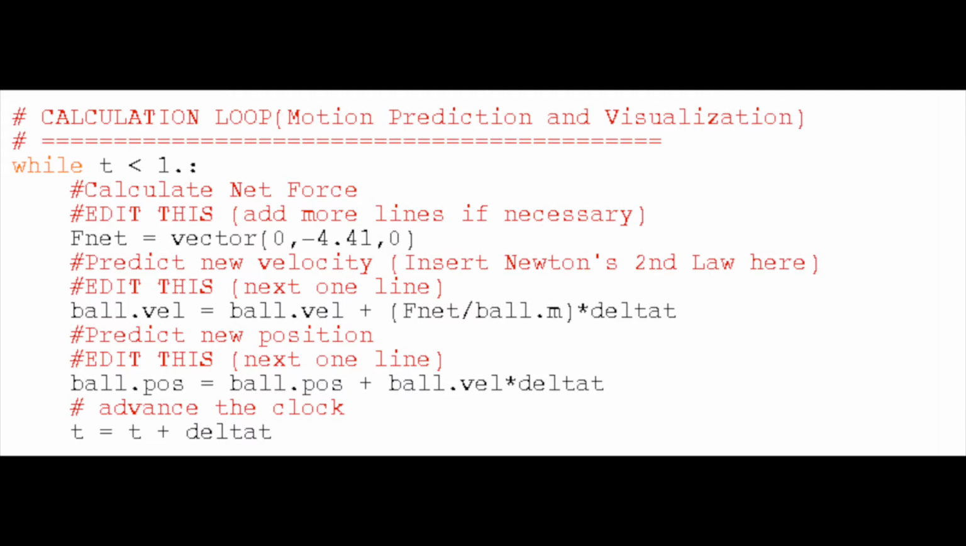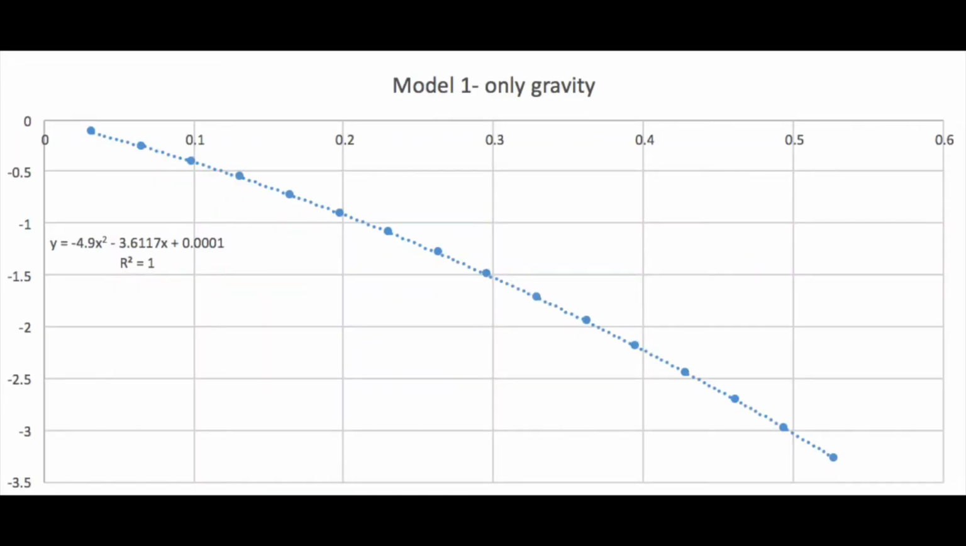In order to create this model, I plugged in the mass of the ball and used the data collected from Tracker to determine the initial position and initial velocity of the ball. I plugged in negative 4.41 newtons as the net force. This value is negative since the ball is moving away from the origin towards the negative y direction. Since this model only accounted for the force of gravity, the ball from the computational model moved faster than the ball observed in real life.